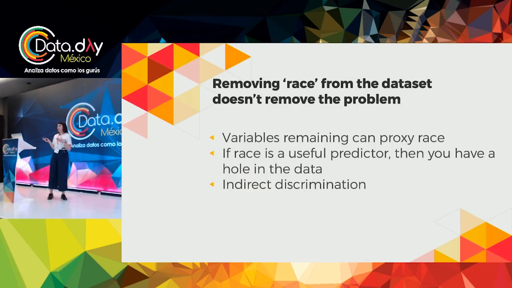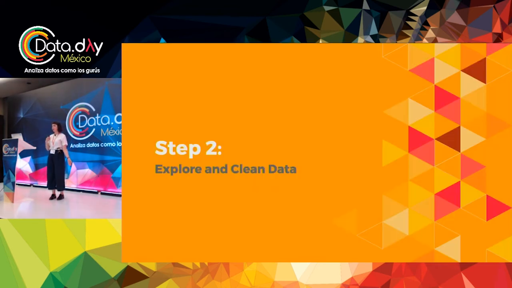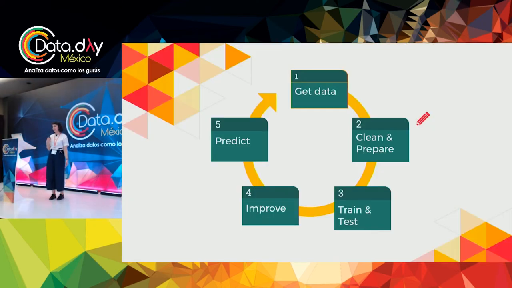But removing race from any kind of data set doesn't just remove the problem, because if there are certain variables that are high predictors, they can become proxies. So we need to be looking at this topic of holistic data from a more complete view. Okay, so now that we fully understand the risks of using biased training data, we're gonna move on to the next part of building our model, which is exploring and cleaning and wrangling that data.